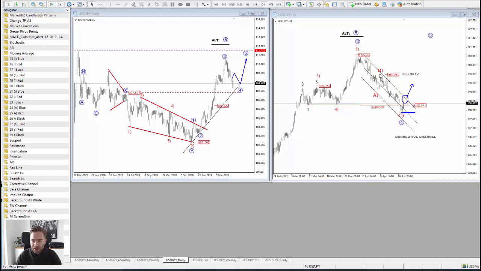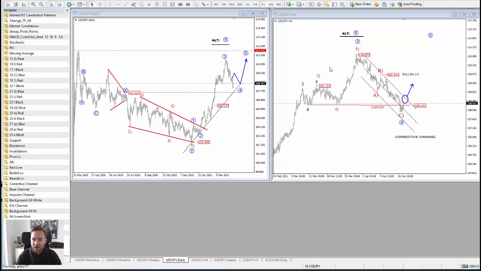There was also wave C that equals wave A around that 108 level, and if we can see more upside in the next 24-48 hours with a daily close out of this downward channel, then I think that more upside could be here, at least towards the 110 area.